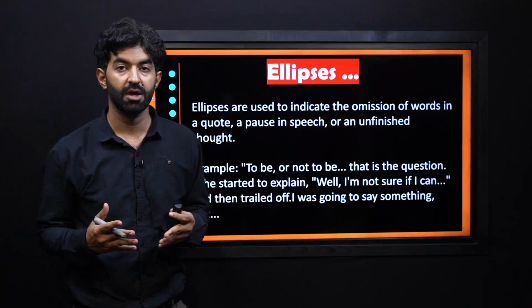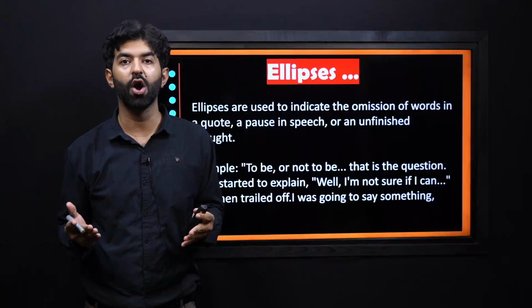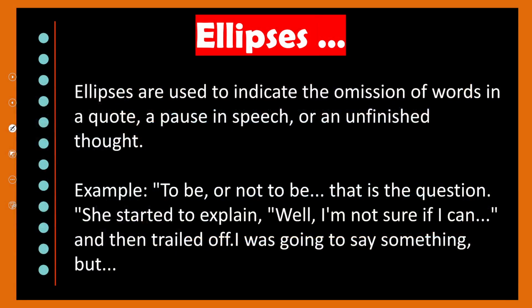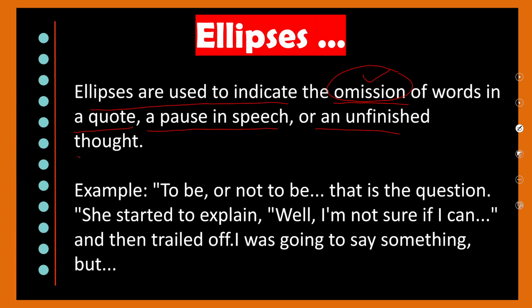Next, we have ellipses. Ellipses are these three dots you can often see in different documents and stories. Ellipses are used to indicate the omission of words in a quote, a pause in speech, or an unfinished thought. So they are used when some words are left out from a quote, when you need a pause in speech, or when you have an unfinished thought.